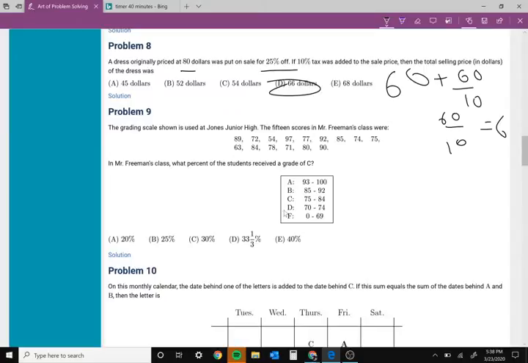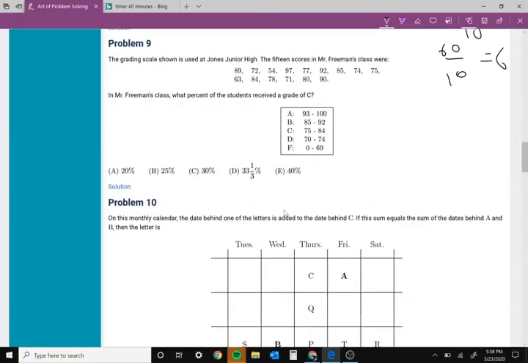All right. The grading scale shown is used at Jones Junior High. The 15 scores were that in Mr. Freeman's class, which percentage of students received a grade of C. There's 15 scores, right? So out of 15, how many received between 75 and 84? Well, it's this guy, this guy, this guy, this guy, this guy. I think that's all of them, right? Yes, it is. So 1, 2, 3, 4, 5. 5 out of 15 is 1/3, just 33 1/3%.